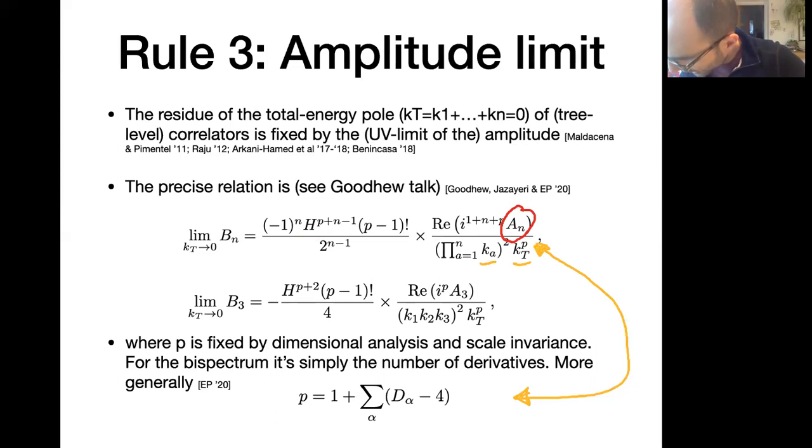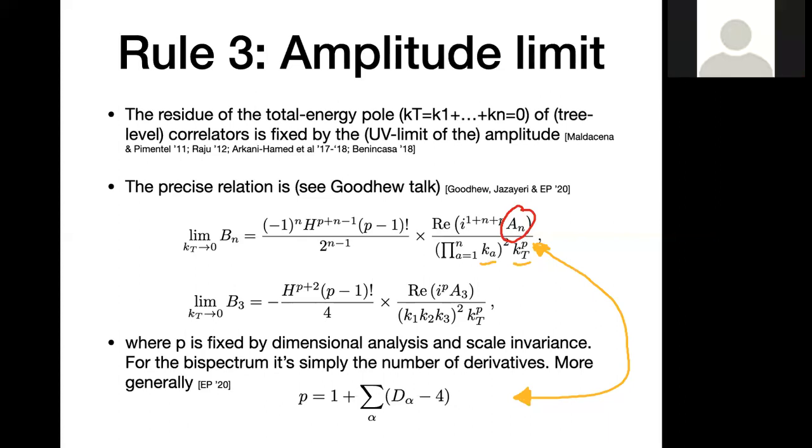And this proof is at tree level, but we also have a relation which is valid at loop level, at the level of integrands. But for the moment, let's talk about tree level. This is valid for any amplitude, for any number of fields with any spin.